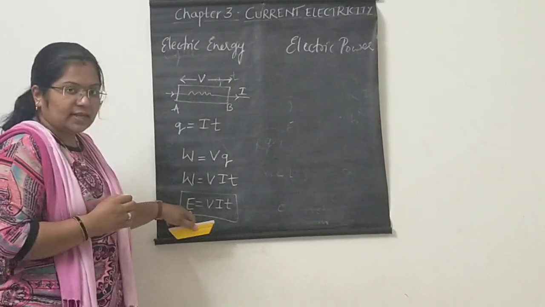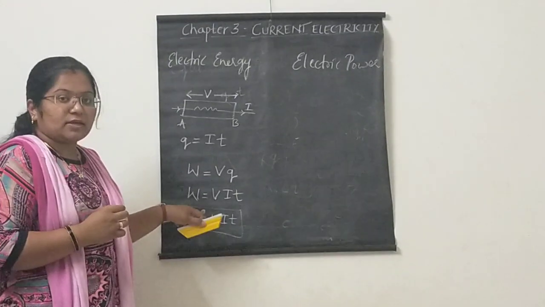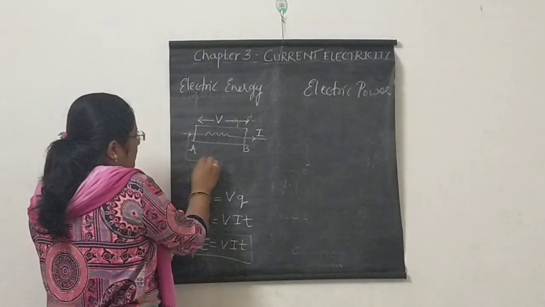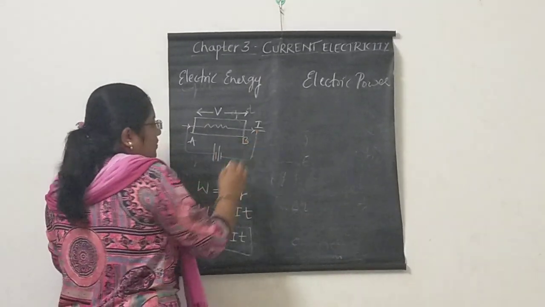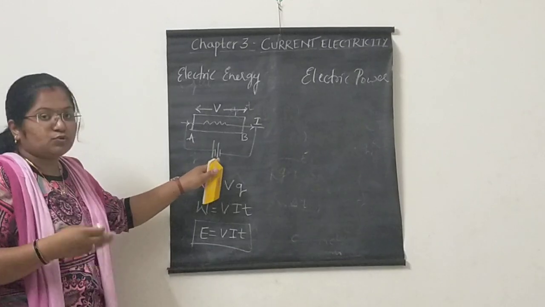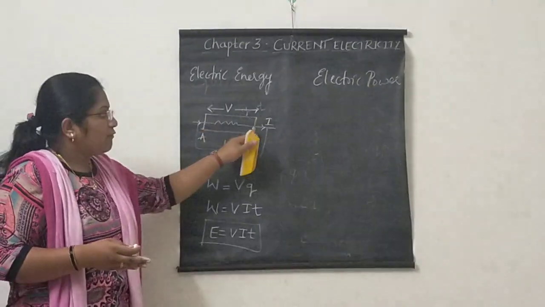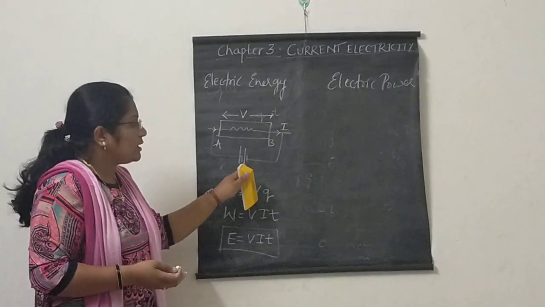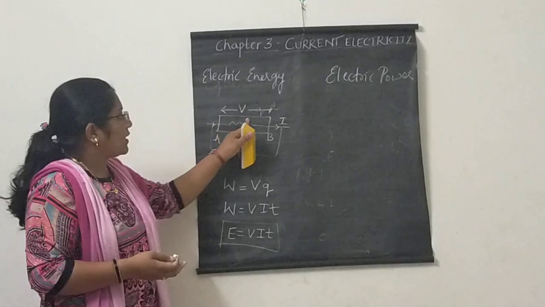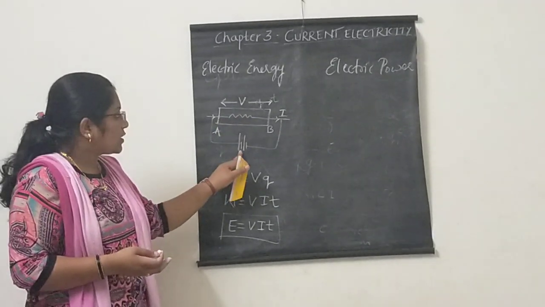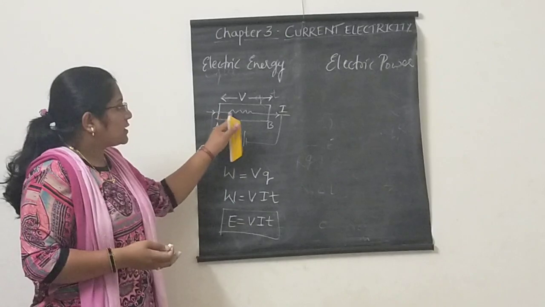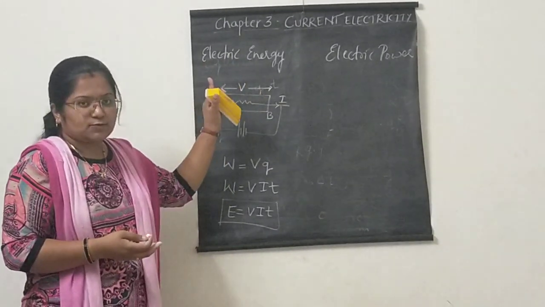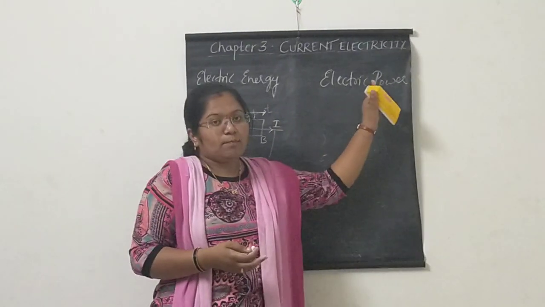So how can we define the electric energy? The work done by a source. Means, in this conductor, if current is flowing, how is the current flowing? You are connected with some battery here, then only current is flowing. This battery is doing work to make the current flow in this circuit. So how can we define the electric energy? The work done by the source to maintain electric current in this electrical network is nothing but electrical energy. Understood?